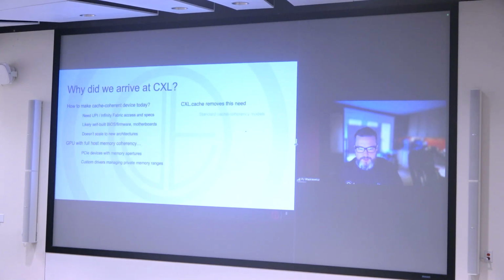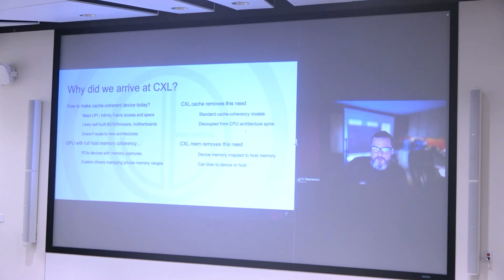So one other thing that some people ask me, like, well, why the heck do we have CXL? Like, what was the driver? There's always got to be a good reason instead of just being a hammer looking for a nail. There are more and more requirements from people to try and build a device that could be memory coherent with the host or cache coherent with the host.